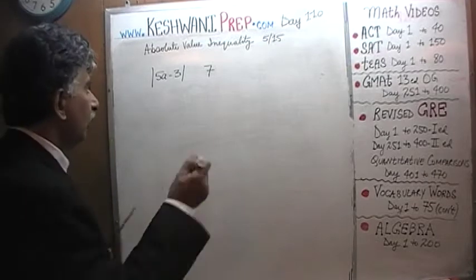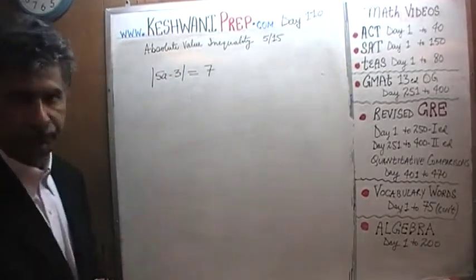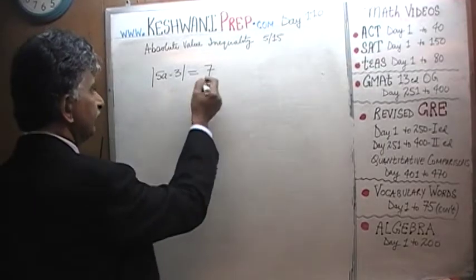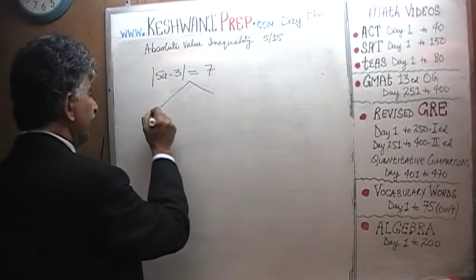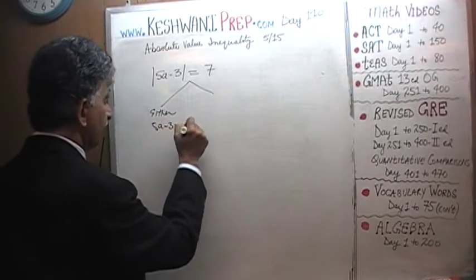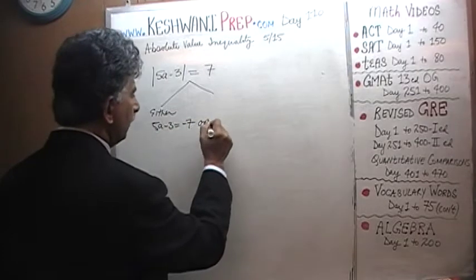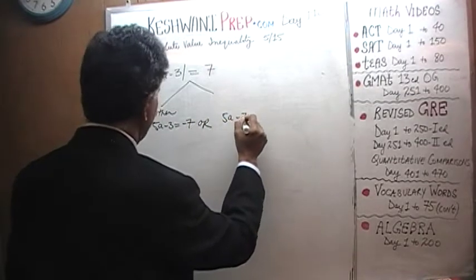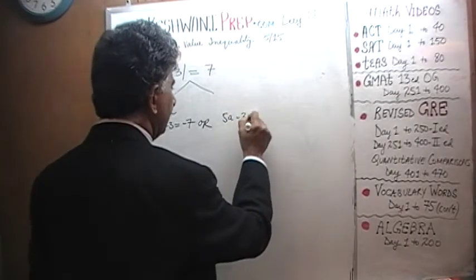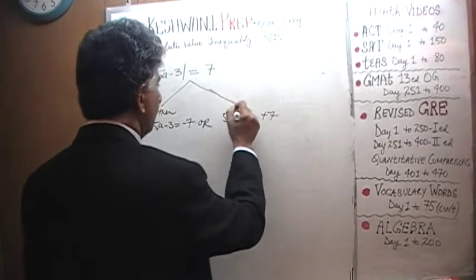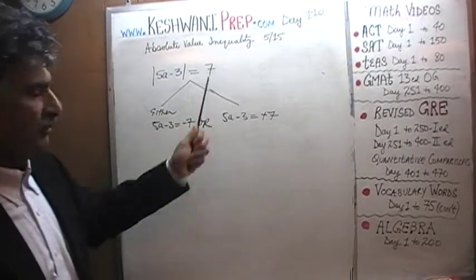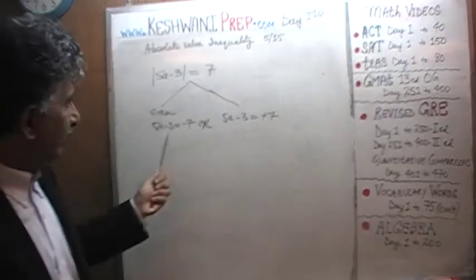Let's first understand what would happen if we had equality here. When would this be true? Well, the absolute value of 5a minus 3 would be equal to 7 when either 5a minus 3 is equal to negative 7 or 5a minus 3 is equal to positive 7. Why? Because the absolute value of negative 7 is 7 and the absolute value of positive 7 is 7. That's simple enough. We can leave it like this.